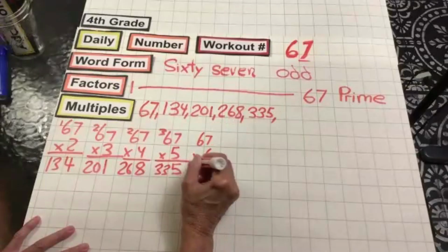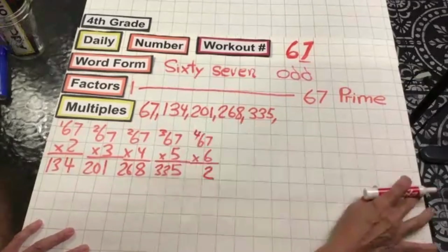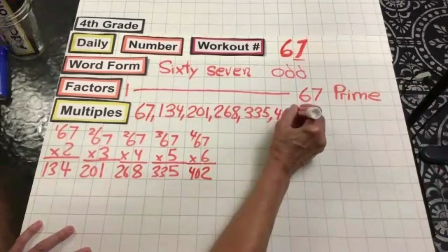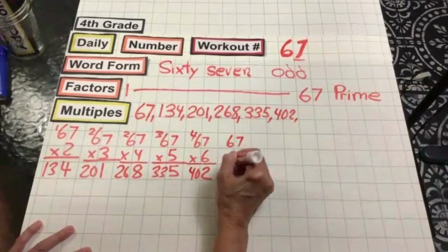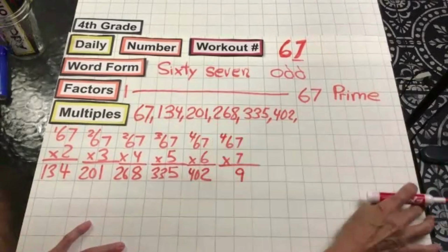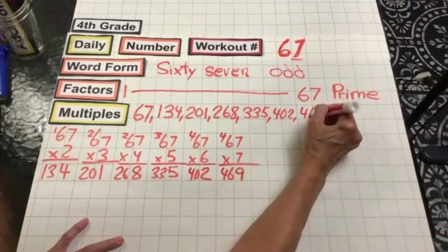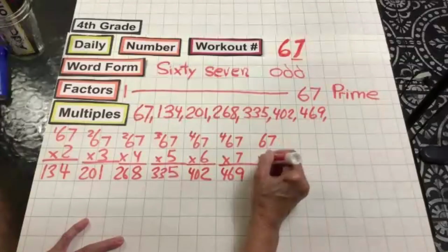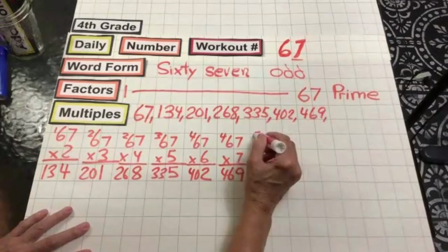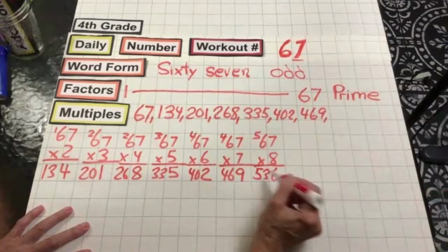67 times 6. 6 times 7 is 42. Drop the 2, carry the 4. 6 times 6 is 36 plus 4 is 40. 402. 67 times 7. 7 times 7 is 49. Drop the 9, carry the 4. 7 times 6 is 42 plus 4 is 46. 469. 67 times 8. 8 times 7 is 56. Drop the 6, carry the 5. 8 times 6 is 48 plus 5 is 53.